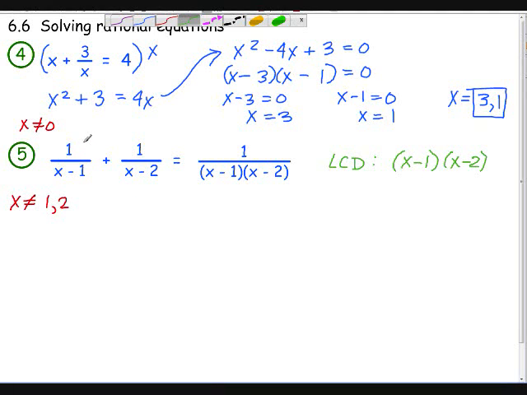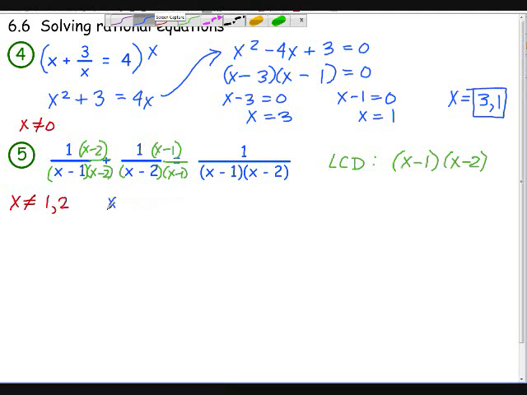Which means that this term needs to be multiplied by a fancy one in the form of x minus 2 over x minus 2, because it's missing x minus 2 in its denominator. And this one is missing x minus 1 in its denominator, so we're going to multiply this one by another fancy one, this one composed of x minus 1 over x minus 1. All right, let's work these out.